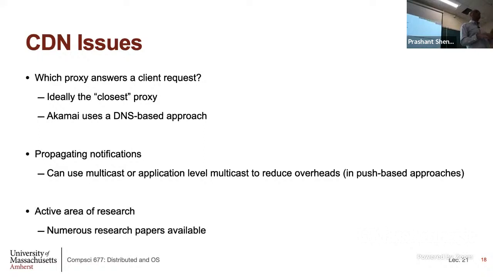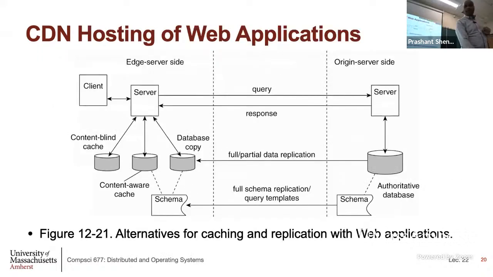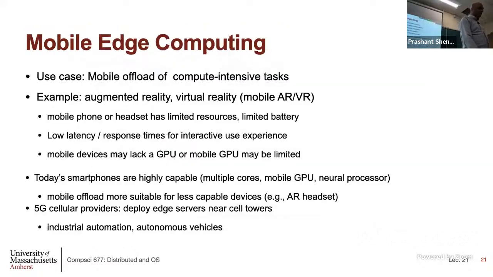Is that clear? Okay. So it's still an active area of research. Lots of work is still being done on how to design CDNs well, how to do caching and so on. But I'll leave it at that and talk a little bit about edge computing in the last 2 or 3 minutes. And then we'll come back to this in a later class when we have a more detailed discussion of this. The one thing I did want to mention is mobile edge computing.